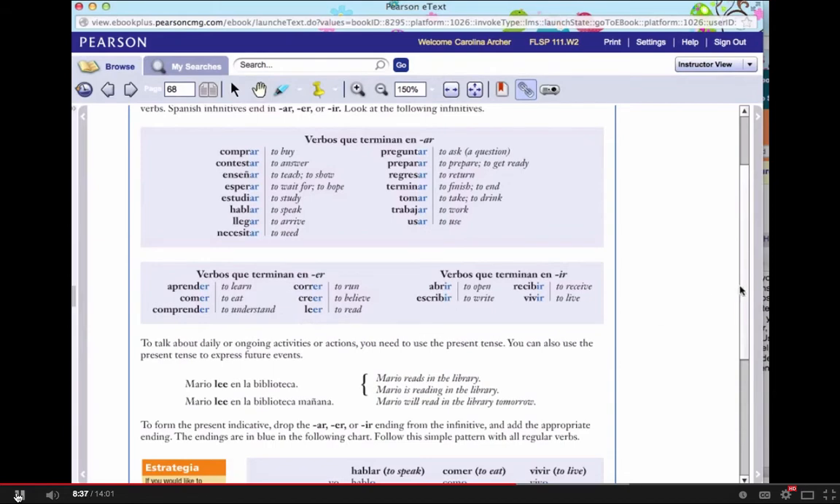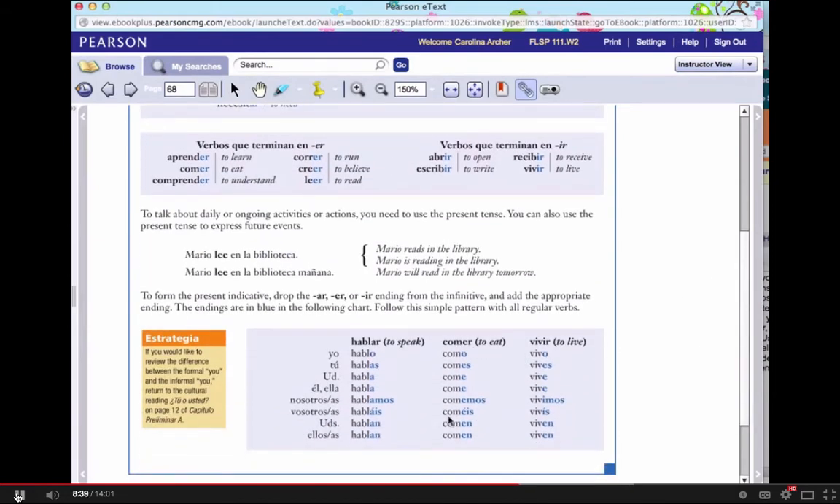So if you know how to conjugate comer, yo como, tú comes, él come, él, ella, usted come, nosotros, nosotras comemos. If you know how to conjugate comer, you know how to conjugate all of these. Okay? And the same with -ir. Okay? Abrir, escribir, recibir, vivir. If you know how to conjugate vivir, you know how to conjugate all of them. Okay? Yo recibo, tú recibes, él recibe, nosotros recibimos, vosotros recibís, ustedes reciben, ellos reciben. Okay? The same way. Okay?